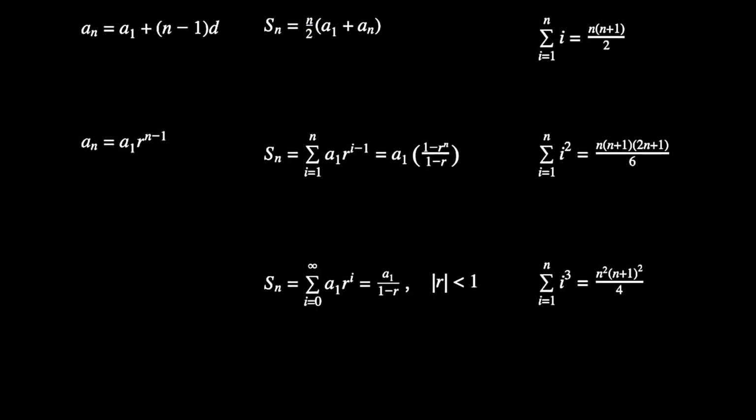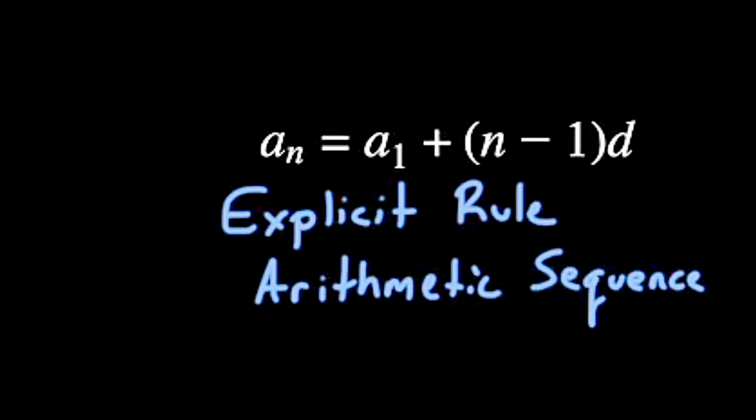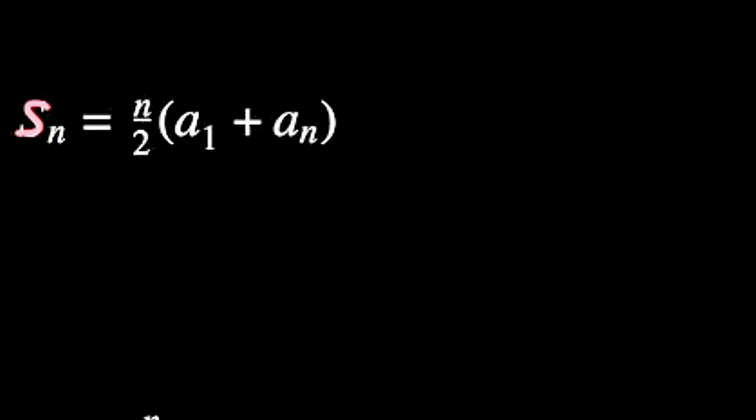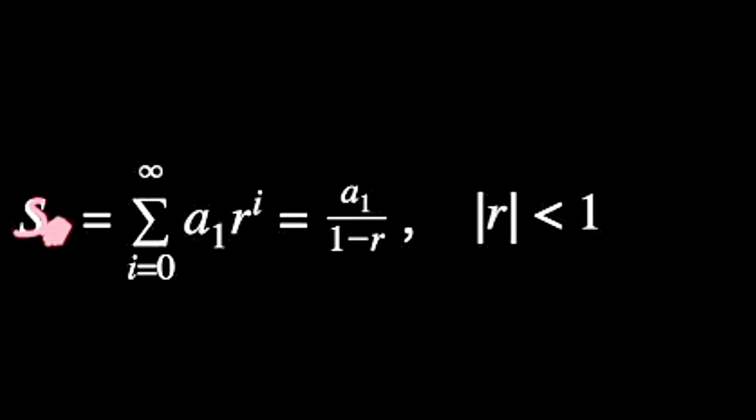Now this looks like a lot of information here, but we already know some of this. This first equation, that was the explicit rule for an arithmetic sequence. And this one is an explicit rule for the geometric sequence. Then we have a few formulas that start with the letter S. S is for sum, but this last one shouldn't have an n there, so just scribble that out.